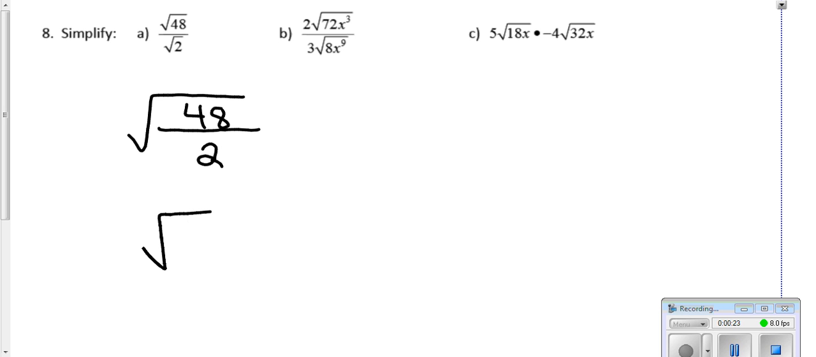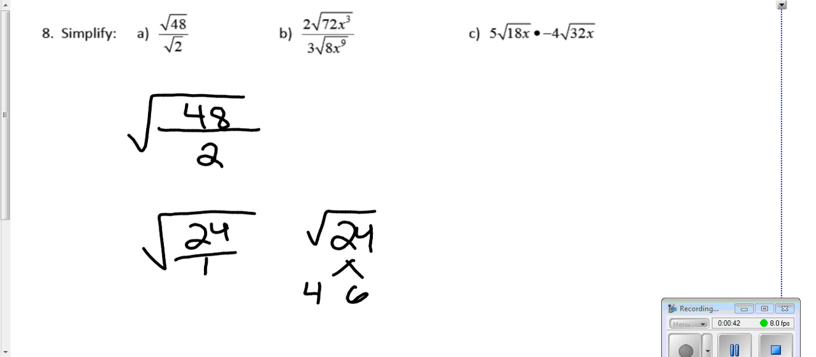Okay, so we're going to simplify that to 24 over 1. So we can just leave that as 24. Now we have the square root of 24, and we need to see if there are any perfect squares that go into 24. I know that 4 is a perfect square, so 4 times 6 equals 24.